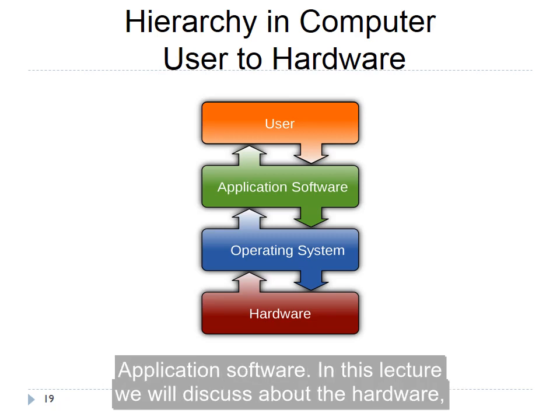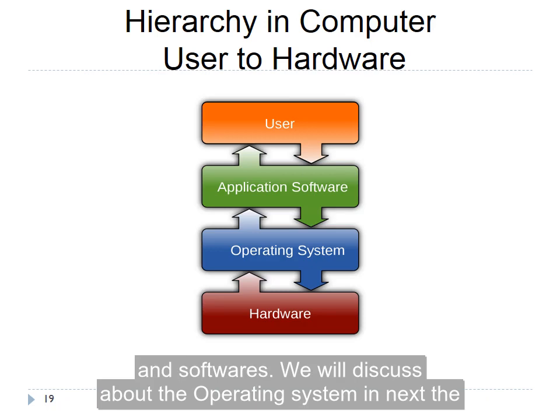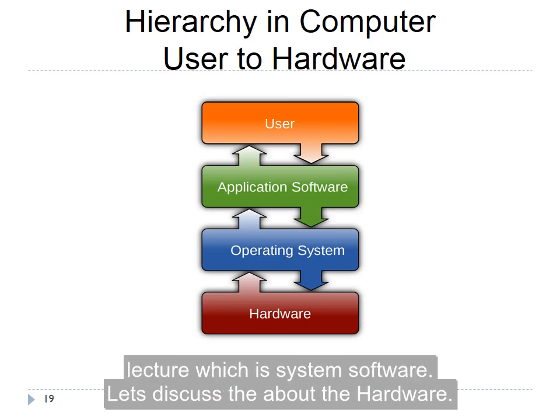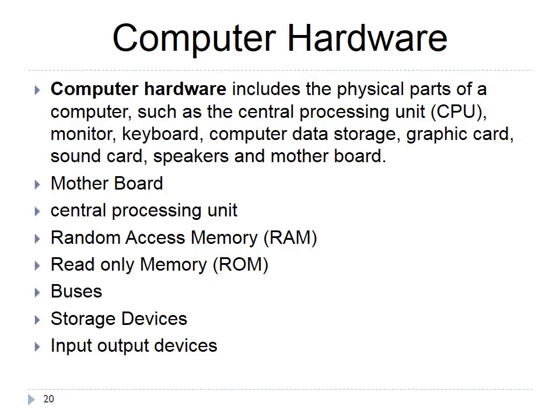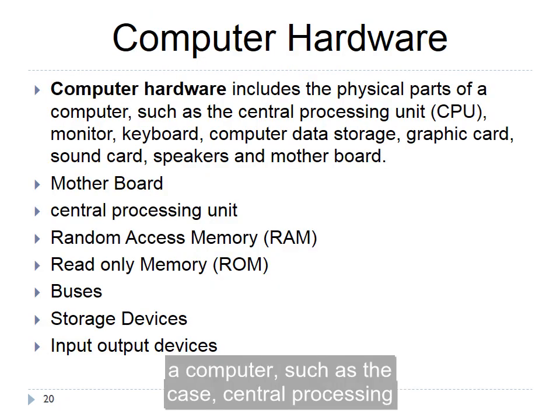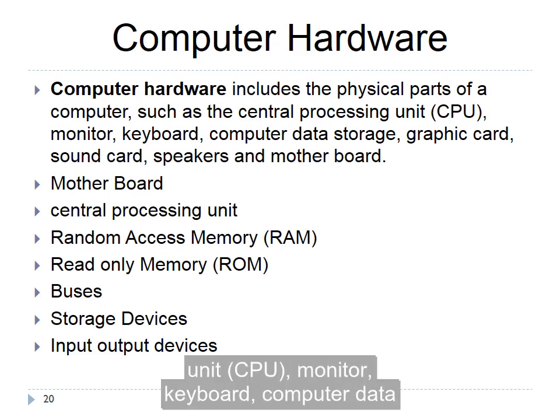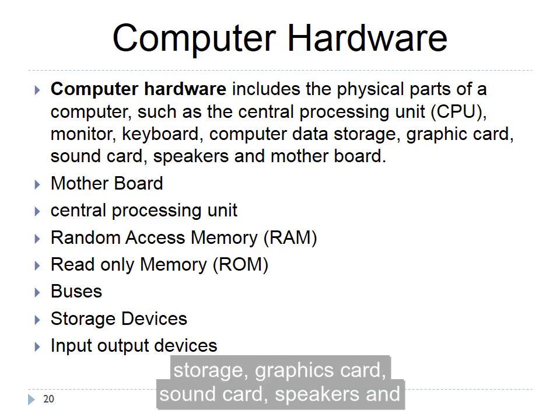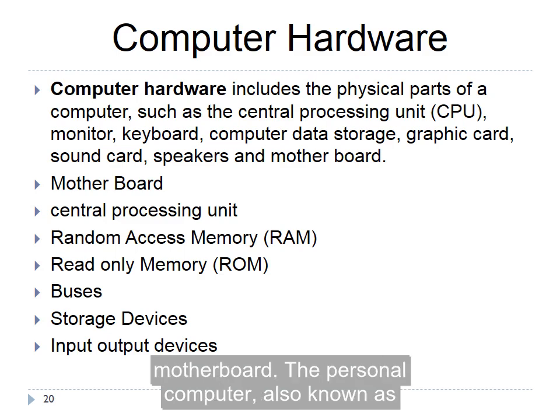In this lecture, we will discuss the hardware and software. We will discuss the operating system, which is system software, in the next lecture. Let's discuss the hardware first. Computer hardware includes the physical parts of a computer, such as the case, central processing unit, monitor, keyboard, computer data storage, graphic card, sound card, speakers, and motherboard.